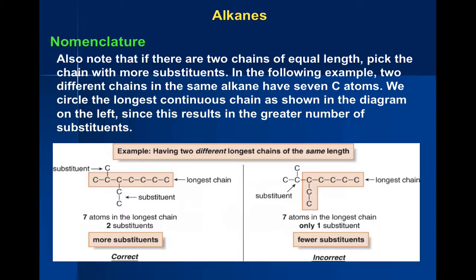When you have 2 chains that are of equal length, you are going to pick the chain with the most substituents as your parent. It's just a rule. You need to memorize that rule. So for example, in this structure, I can have a longest chain that goes like this, and I can also have a longest chain that goes this way. They are both, how many carbons? 1, 2, 3, 4, 5, 6, 7. They're both 7 carbons. Which chain is correct? This one, because it has the most substituents.